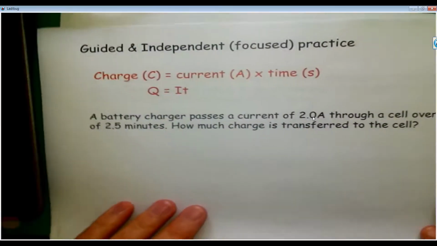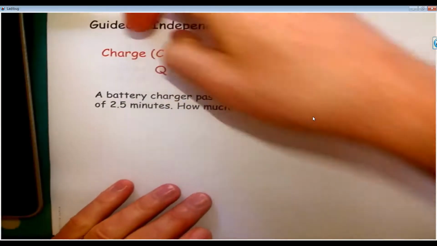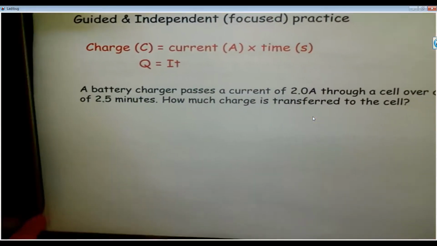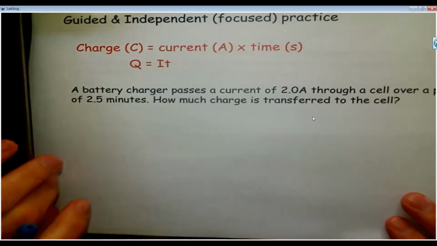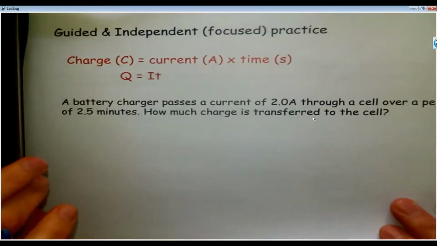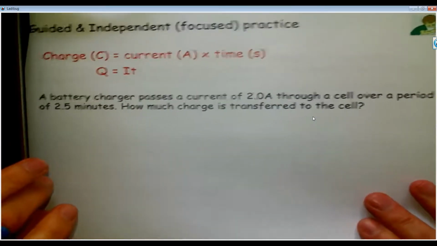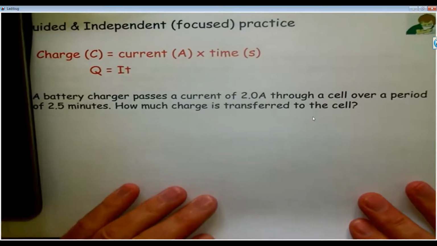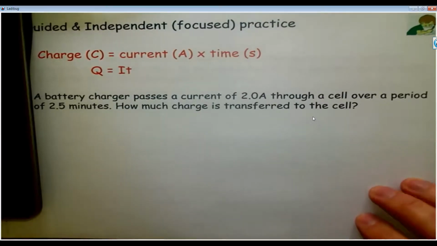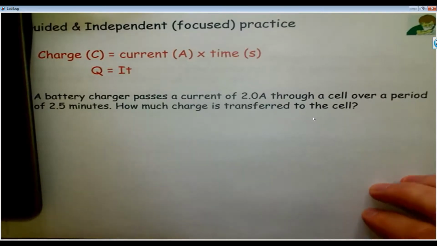Okay, question 1 is here. So we always need to write down the equation. Just get that arranged for you. A battery charger passes a current of 2 amps through a cell over a period of 2.5 minutes. How much charge is transferred to the cell?